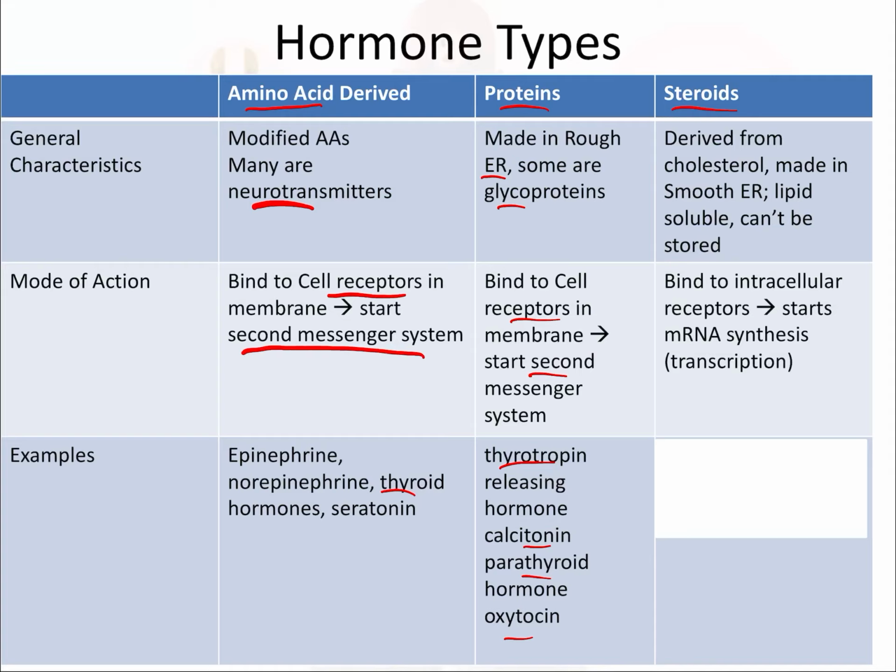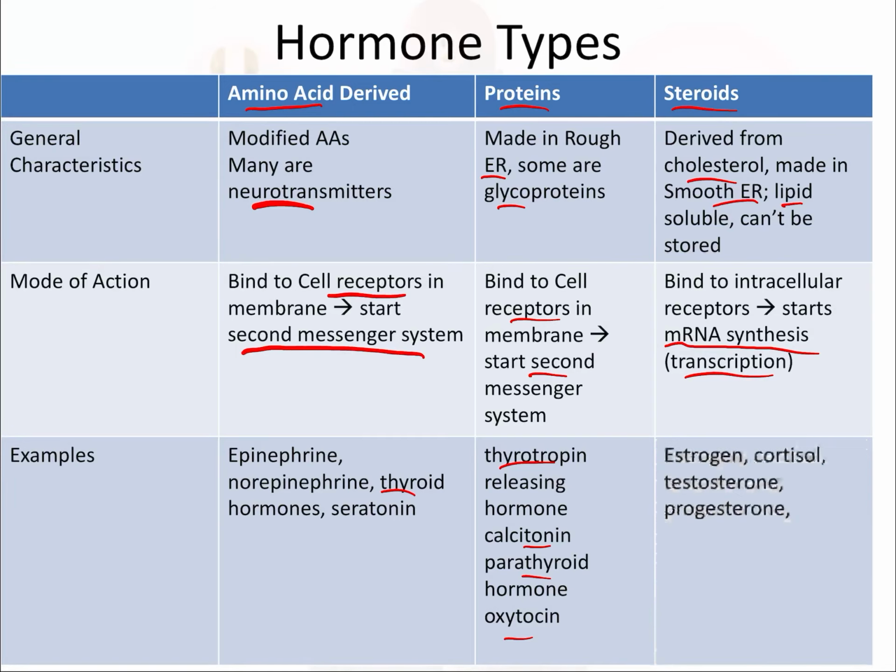And then steroids, these are derived from cholesterol. They're made in the smooth ER because they're a fat. They can't really be stored because they're lipid soluble. And they do something different in the way they act. They bind to intracellular receptors that actually make their way into the cell, through the cell membrane, and they can directly start messenger RNA synthesis. They a lot of times are transcription factors. Examples of these: estrogen, cortisol, testosterone, progesterone.